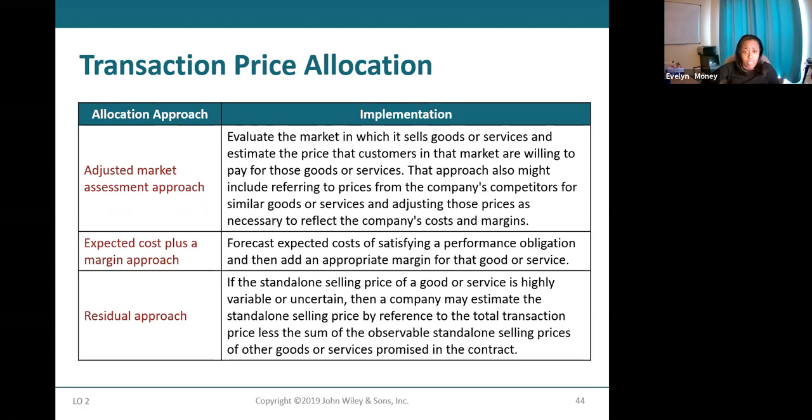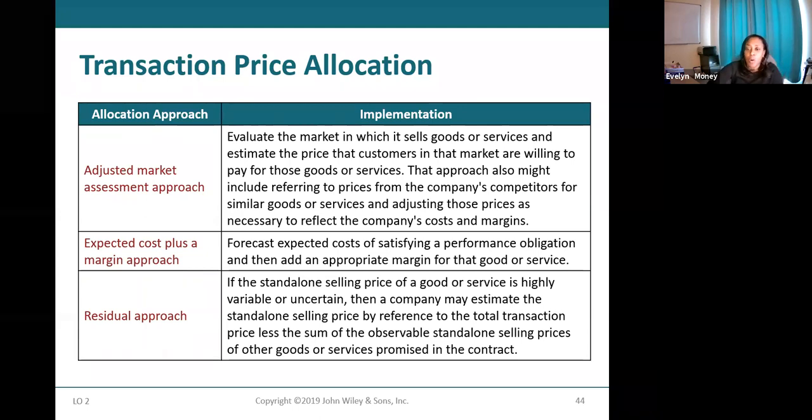There is the expected cost plus a margin. So we may not know the fair value, but we know how much it cost us to produce this product. So we'll look at our costs and then we'll adjust it upwards for a reasonable margin or a reasonable profit. And we'll use that as the fair value to help us allocate the transaction price.